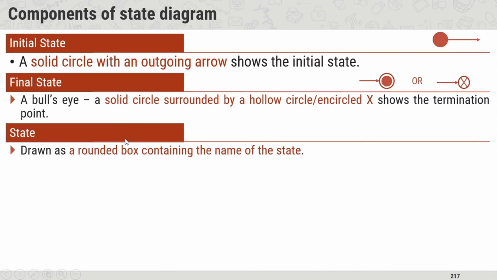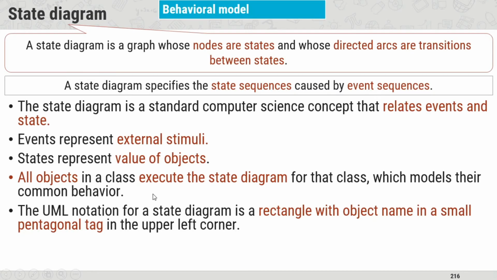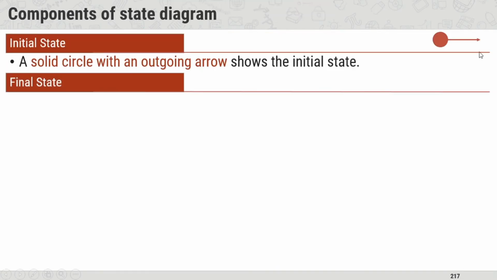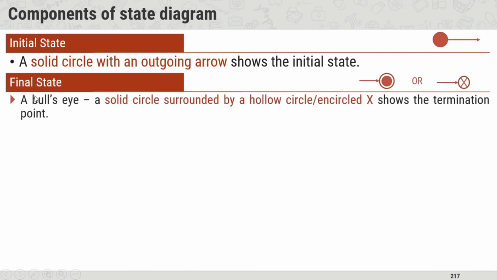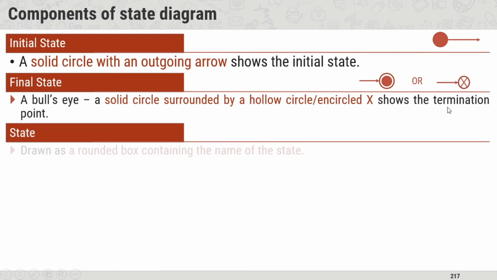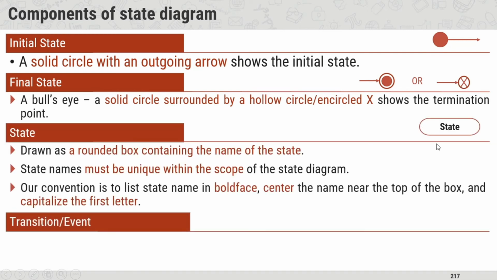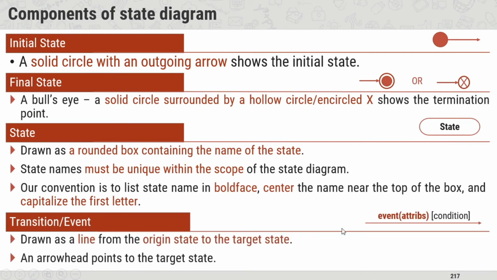So we can say what things we have in the state diagram. The initial state is represented by a solid circle with an outgoing edge, and to denote the final state we use this bull's eye symbol, or termination symbol. Every state is represented by a rounded box containing the name of the state, and to denote the transition we write the event that happened on that state so that the state changed, or the condition, in this particular format.